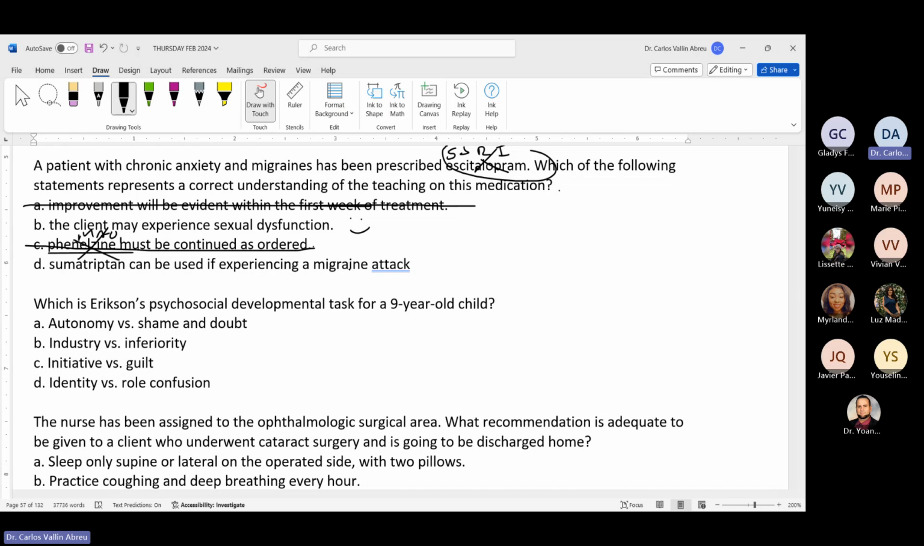Sumatriptan can be used if experiencing a migraine attack. Okay, I review this option. Yes, sumatriptan can be used with minimum interaction with the SSRIs because they are not described, okay, as precipitating serotonin syndrome or something similar. So it can be taken. So obviously the best answer to this question should be the sexual dysfunction that is well known, that is produced by the SSRIs.